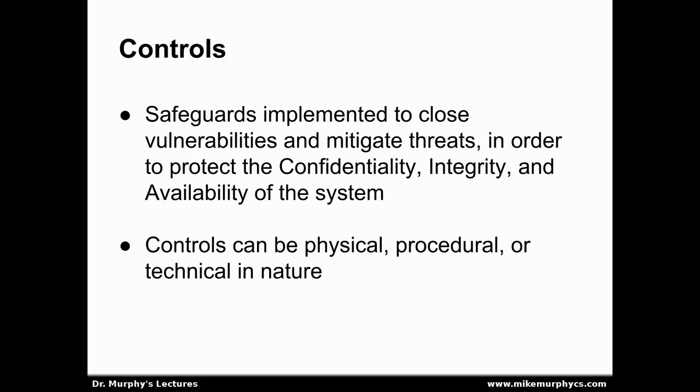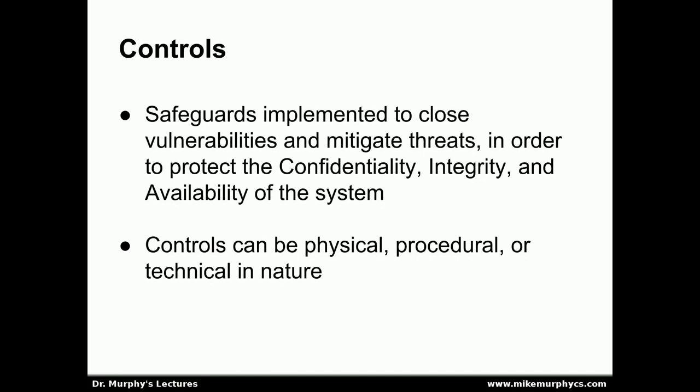So controls can be physical, they can be procedural, they can be technical. A very simple control that you're probably using on a regular basis is simply locking a door. Locking the door to your house or your apartment, locking the door to your car. That's a very simple physical control. It denies access to someone simply opening the door and using very little effort to gain access.